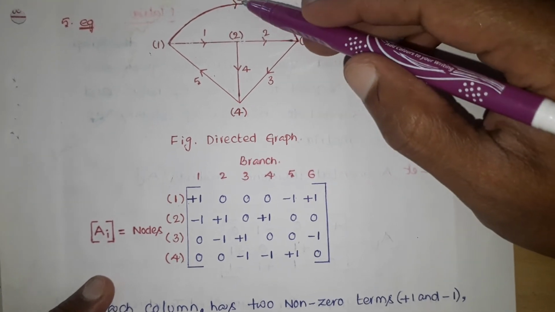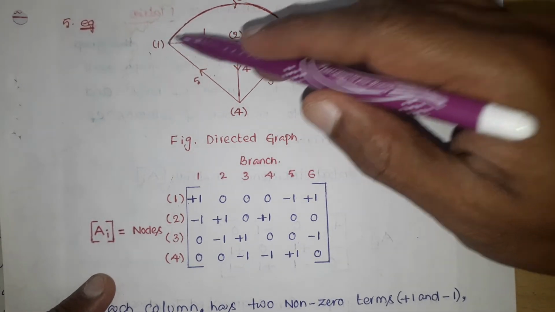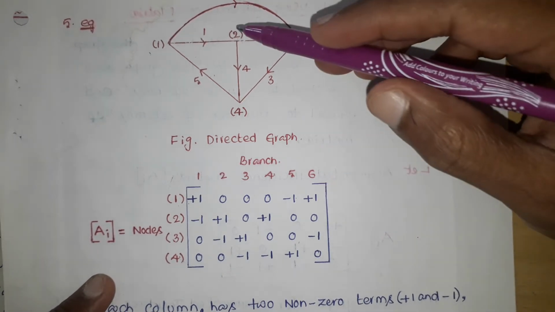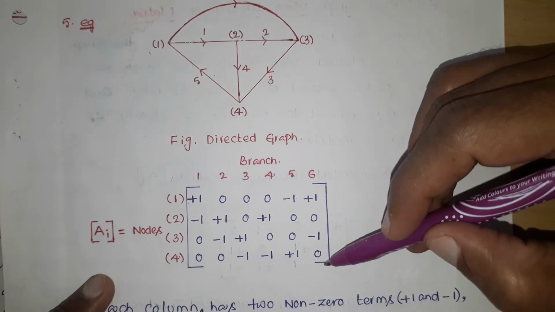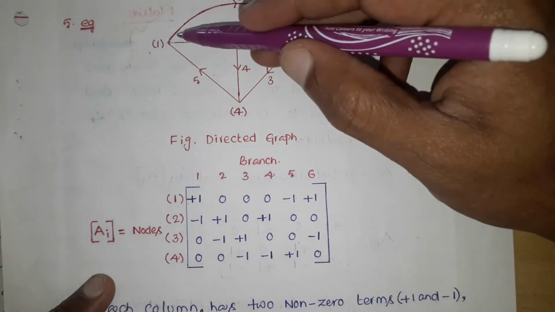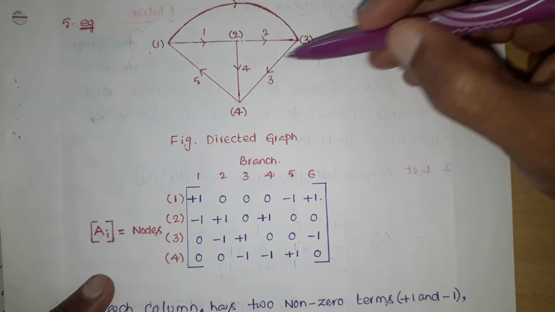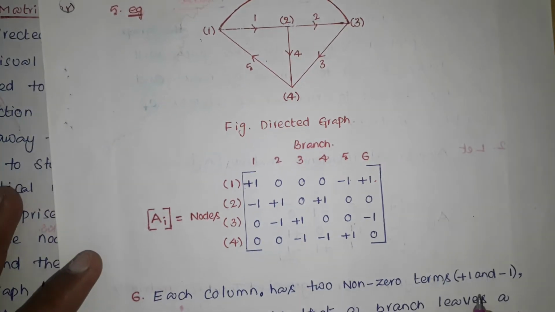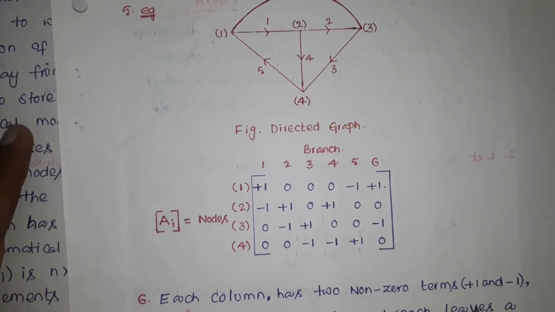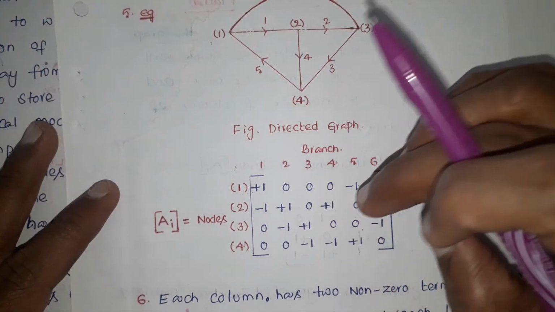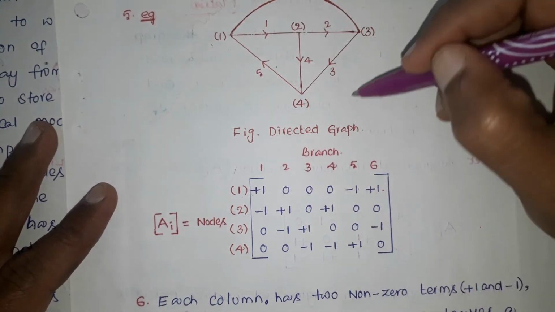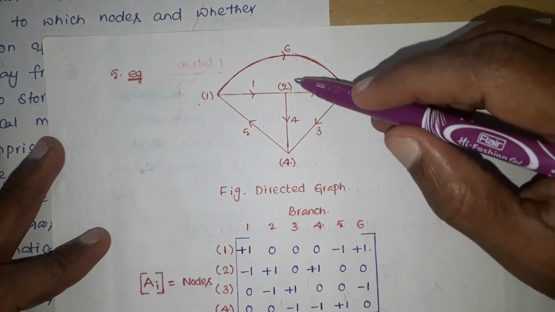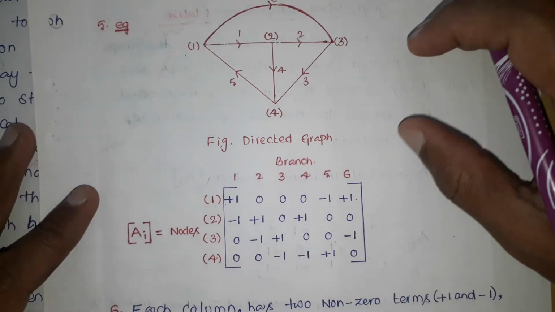So the last branch, the sixth branch, is connected between the first node and third node. That's why they are non-zero elements, and the second node and fourth node are zeros. It is leaving at the first node and coming to the third node, so the third node is -1. In that way, we can get the incidence matrix or vertex matrix. The incidence matrix defines the oriented graph; simply, it defines the oriented graph in the form of a matrix.